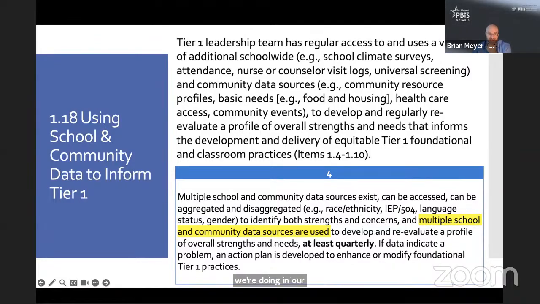The idea here is that it's looked at quarterly. Sometimes this data doesn't move very fast. So, disproportionality data can be similar. Month by month might not be as meaningful, but at least quarterly, that might be helpful.